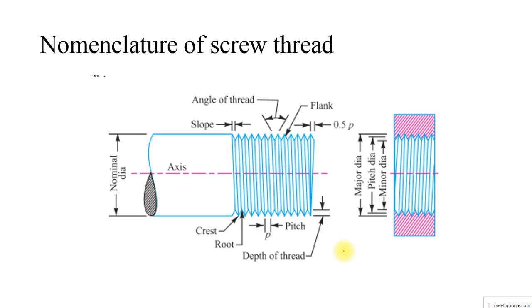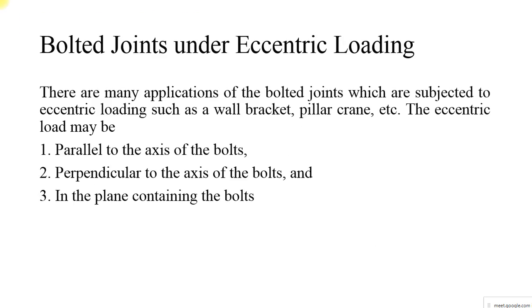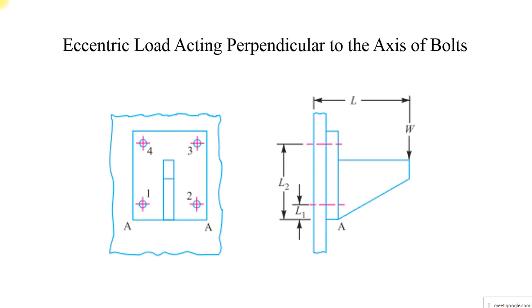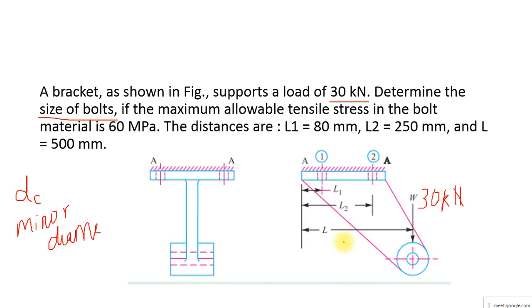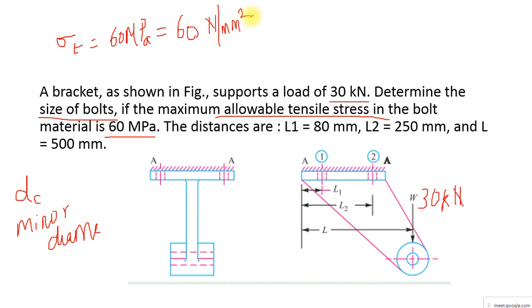In our data book, page number 5.42, if you go and see, the minor diameter as well as the major diameter is also available. Okay, so let us come back to our problem here. It asks me to find the size of the bolt if the maximum allowable tensile stress in the bolt is 60 megapascal, which is sigma T equal to 60 megapascal, which is again equal to 60 Newton per mm square.